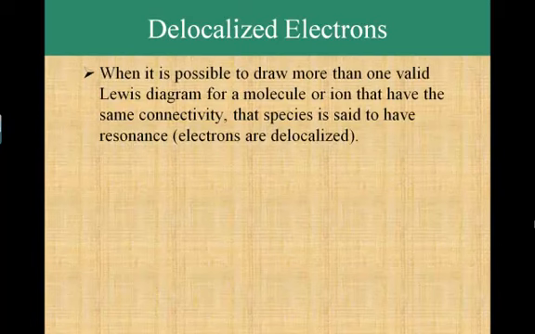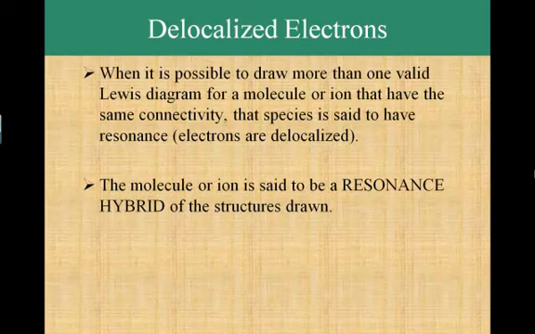If we can draw more than one valid Lewis dot structure for a molecule or ion that has the same connectivity, or in other words, the atoms are all connected in the same way, but the electrons are arranged differently, that species is said to have resonance or delocalized electrons. And the two different Lewis diagrams that I draw are resonance structures.